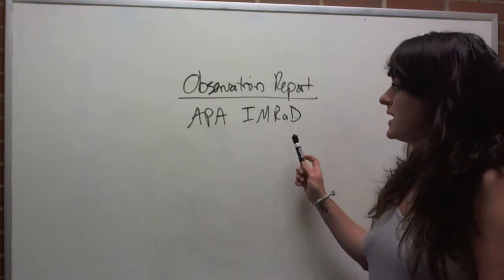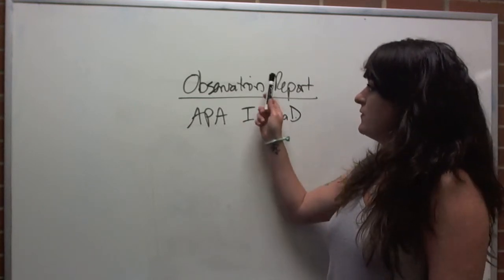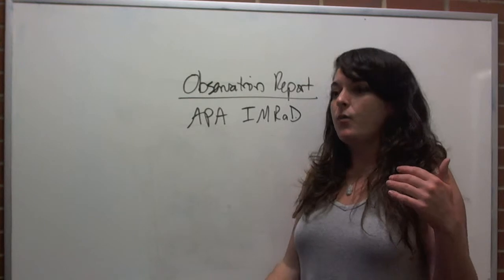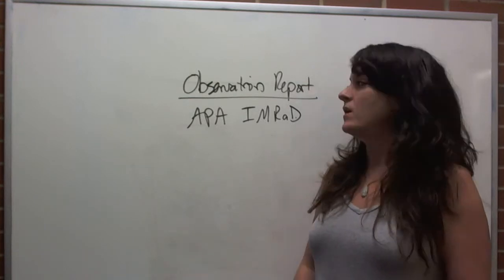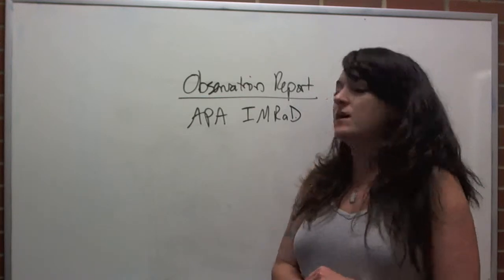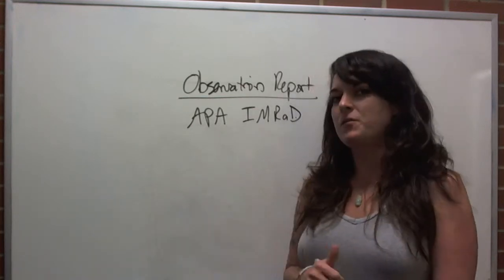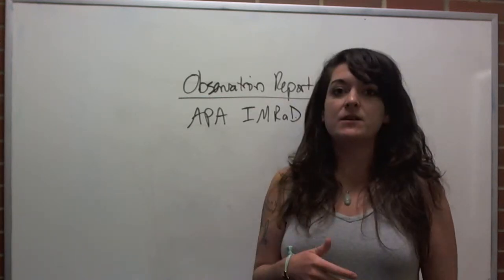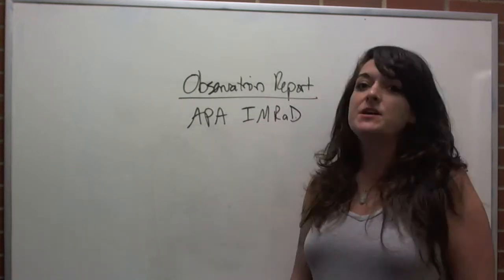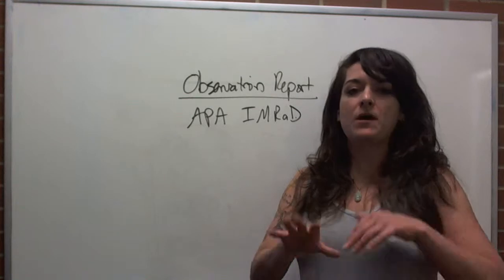So let me back up a little bit and I want to explain to you what these terms mean, okay? So what is an observation report? When will you see it in the rest of college, that sort of thing, and then we're going to break down IMRaD format, okay? So I'm going to more talk at you instead of writing it on the board. So if you need to pause it, please feel free so that you can get this down in your notes, okay?